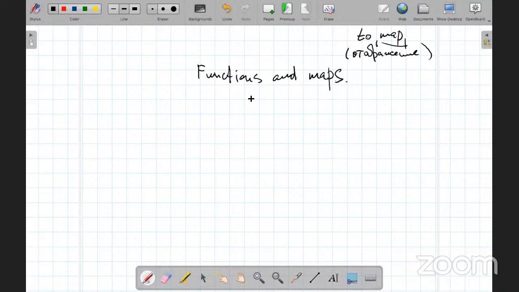No, okay. If there are no hints, let me describe. So we would think about functions in the following way. So first we consider two sets. No, let me call them A and B, right? Sets. And one of these we would call the domain, and the other we would call the codomain.